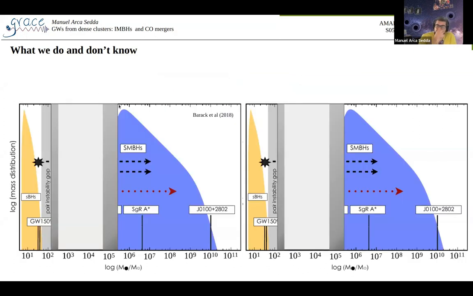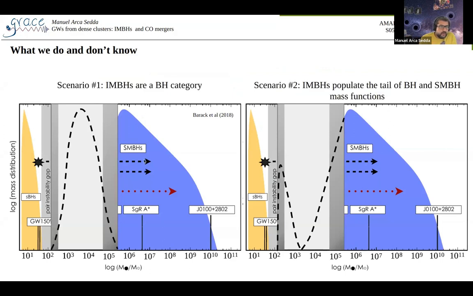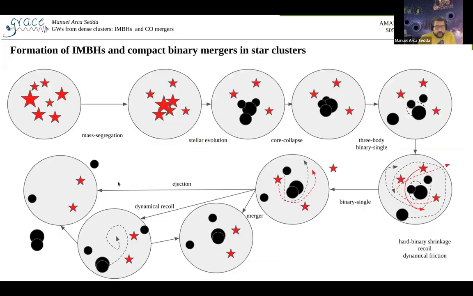In fact, a natural question that may arise about IMBHs is whether they are really a category of black holes per se, or rather, this mass range is just populated by the heaviest stellar mass black holes and the lightest supermassive black holes. So in order for scenario one to work, that IMBHs are really a category of black holes, there must exist at least one or a few processes that are capable of building up these IMBHs through the whole 100,000 solar mass range. And one possible place where such processes could efficiently build up IMBHs are star clusters.